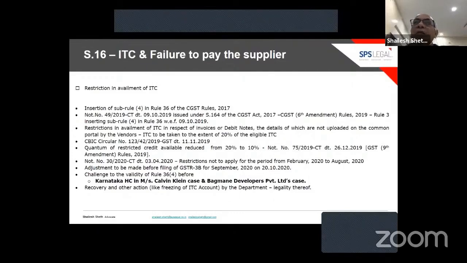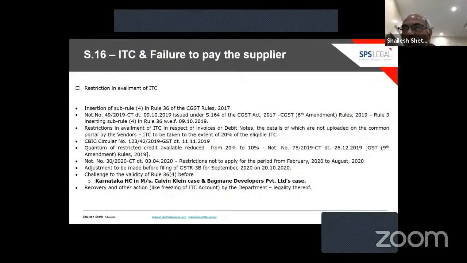You know that on reimbursable expenditure, in CENVAT credit, in service tax, the Delhi High Court had declared Rule 5, whereby this reimbursable expenditure was subjected to tax, as ultra vires. And this was upheld by the Supreme Court also. The same principle will apply here. Rule 36.4 is going beyond Section 16 and therefore I cannot actually be denied that credit.